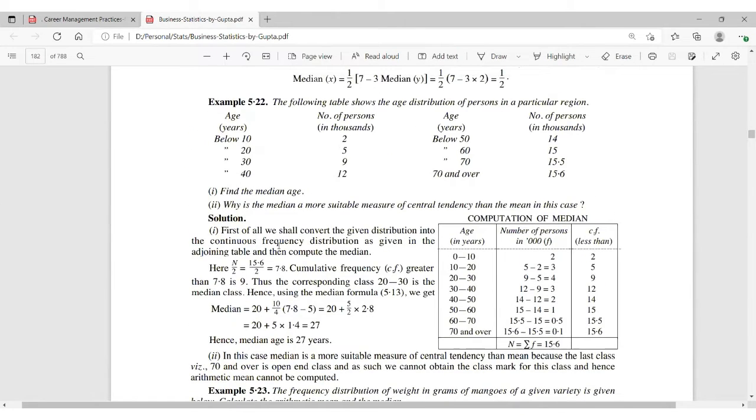Let me take this example, 5.22. The following table shows the age distribution of persons in a particular region. This is age given, number of persons. Find the median age, and what is the most suitable measure of this? Okay, see.